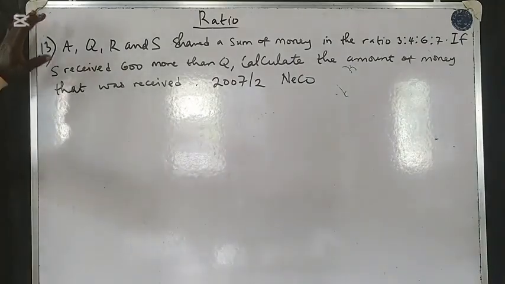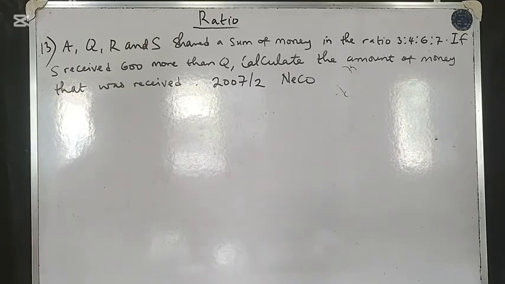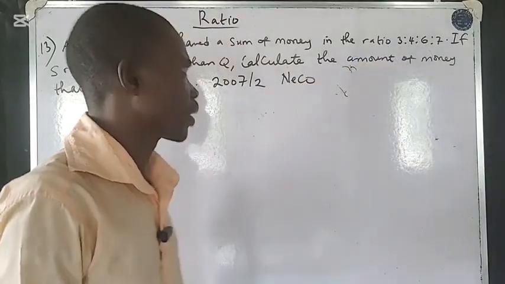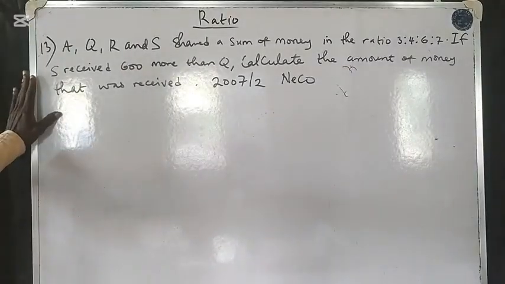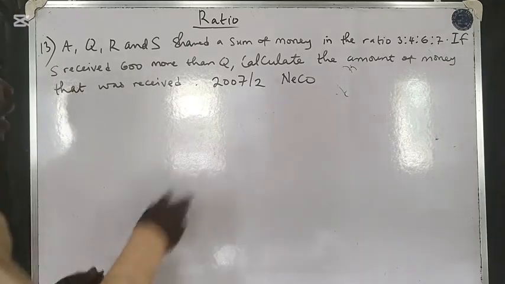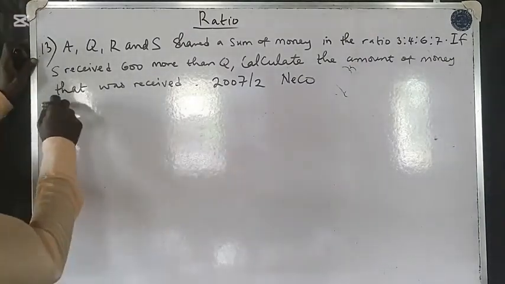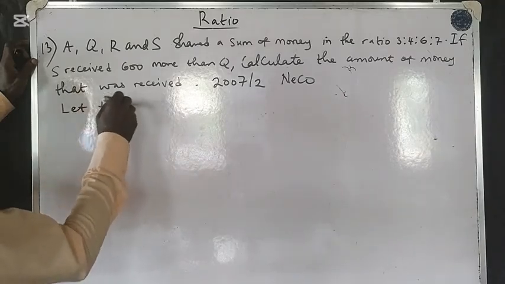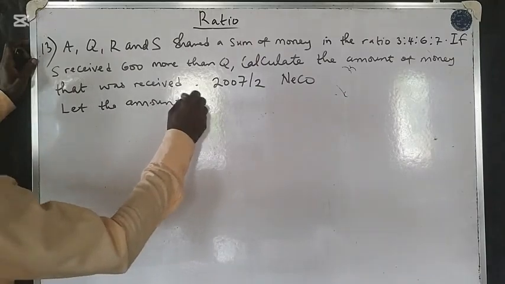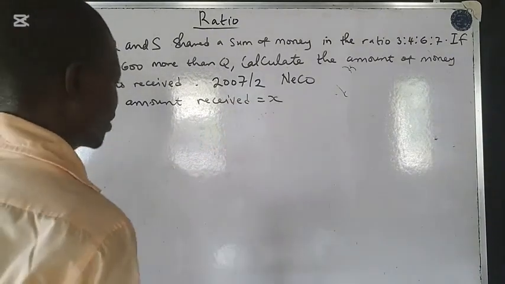This question says 4 people, A, Q, R, and S, share a sum of money in the ratio 3, 4, 6, 7 respectively. If S receives 600 more than Q, calculate the amount of money that was shared. The amount of money is not known. So we say, let the amount received equal to X.